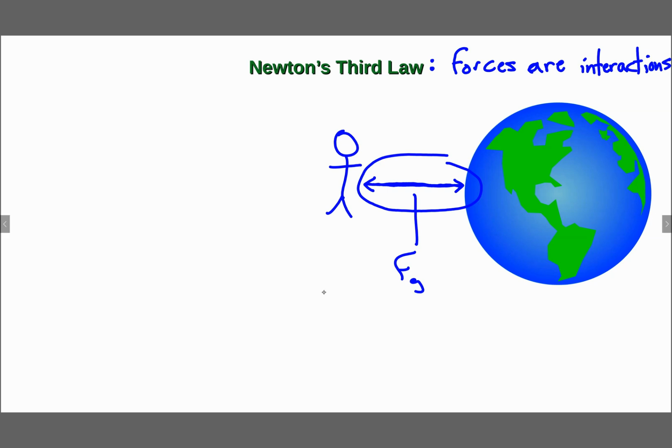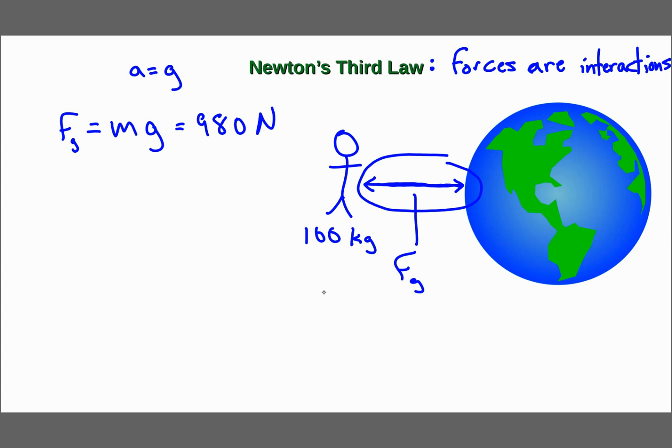Let's say that I have a mass of a nice round 100 kilograms, okay? Then we know what my acceleration toward Earth will be. It'll be little g, right? Just like it always is. So that means I can calculate the magnitude of the force of gravity between me and the Earth. The force of gravity equals my mass times little g equals 980 newtons.